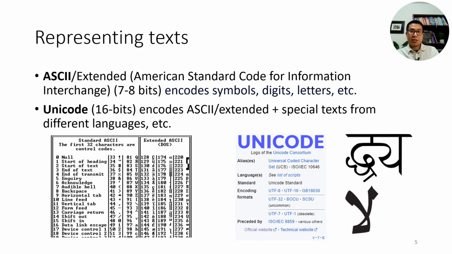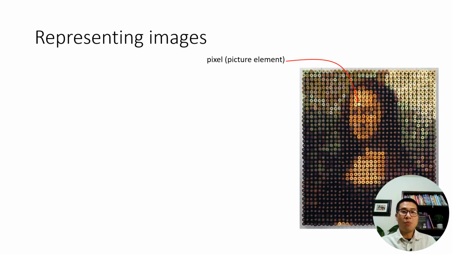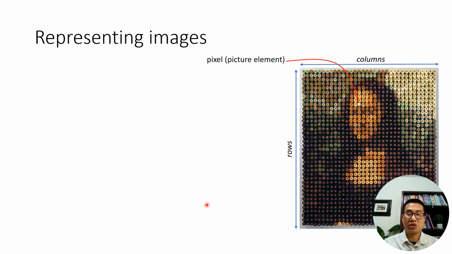Now, besides text, computers have images as well. So we'll look at how computers represent images. Computers represent images using every dot inside here, which is called a pixel, or picture element. A picture is actually the arrangement of columns and rows of those pixels, and one term is display resolution, which is the number of columns times the number of rows.